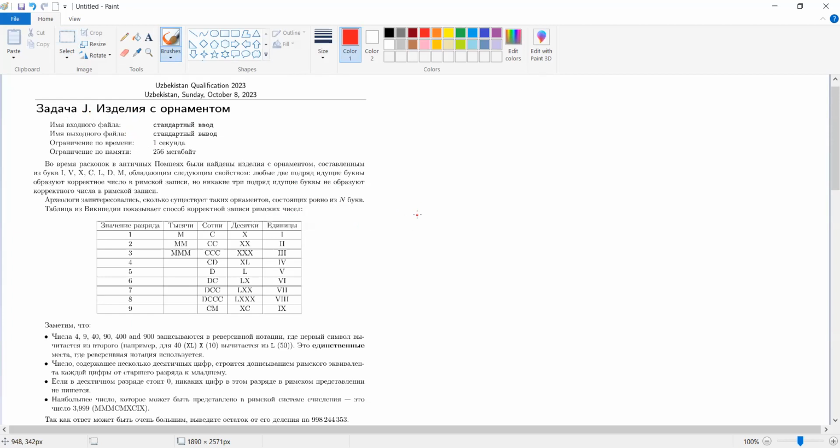What is an ornament? An ornament is some sequence of the letters that are used in Roman numerals in such a way that all pairs of consecutively written letters are valid Roman numerals, but any three of them are not valid. So we need to find the number of such sequences.